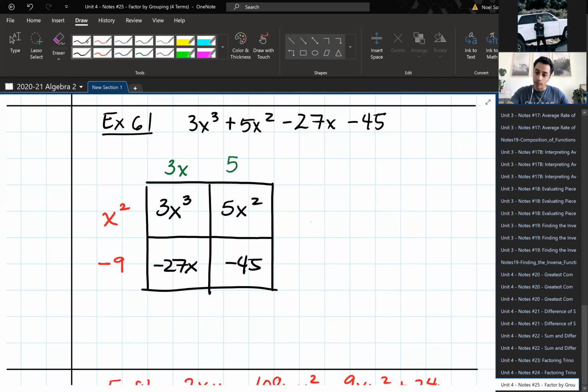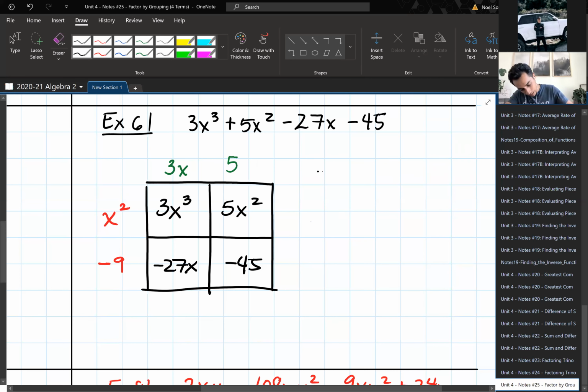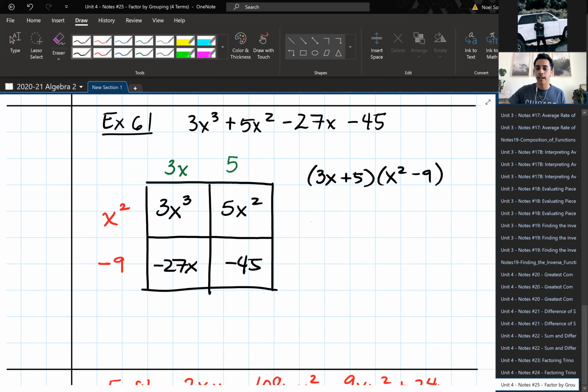All right, so my two factors are 3x, and then that 5 is positive, so 3x plus 5, and x squared minus 9. Guess what I'm going to ask next? Is there something there that could be factored even further?